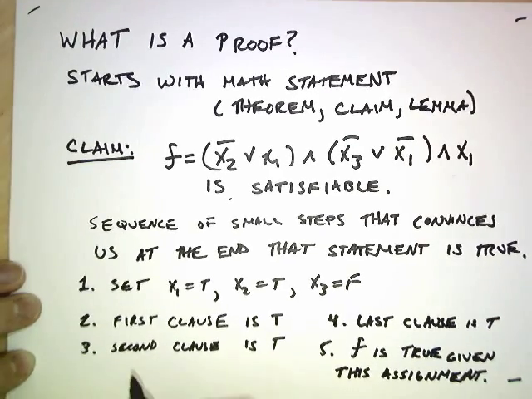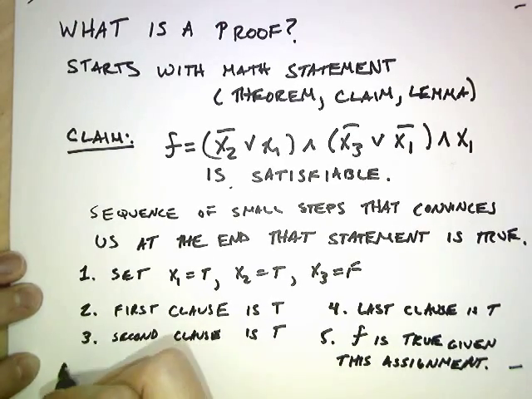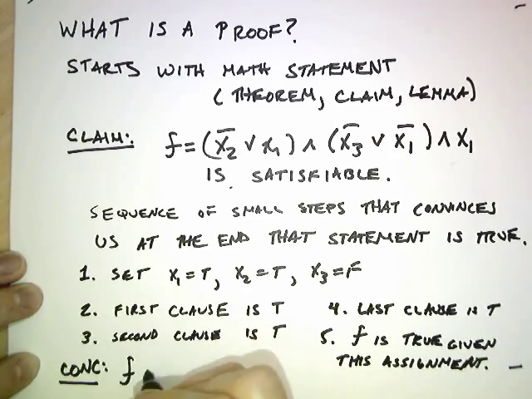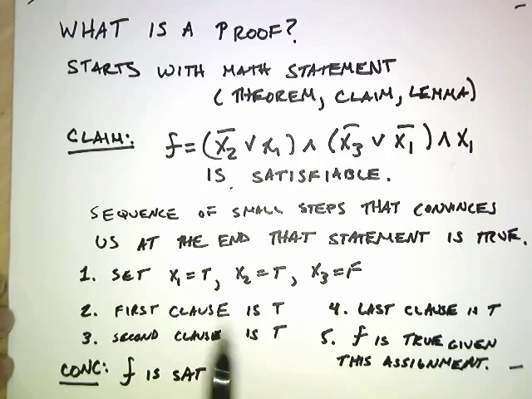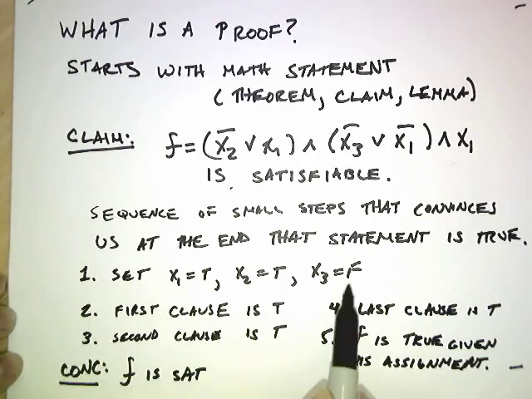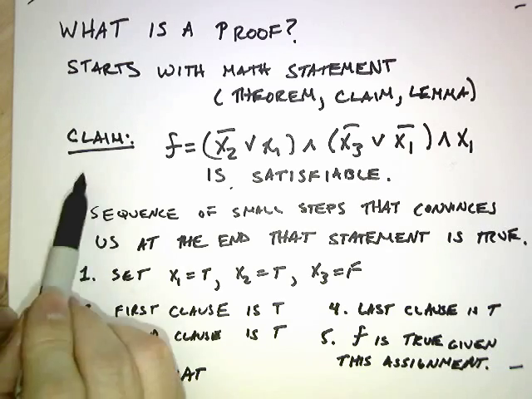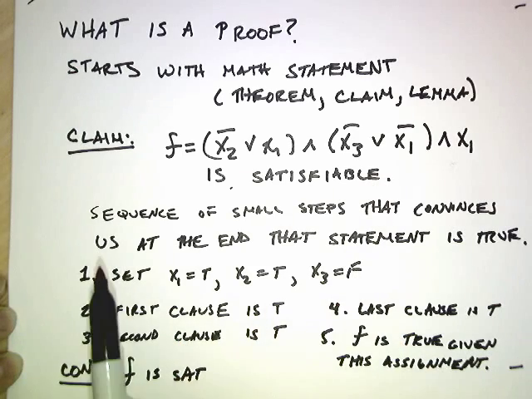Okay, so our conclusion is that f is satisfiable. Why? Because we gave an assignment to the variables that cause the formula to evaluate to true, and therefore we can conclude that f is indeed satisfiable. That was the claim that we wanted to prove, and every step, well, in my opinion, was easy to follow.